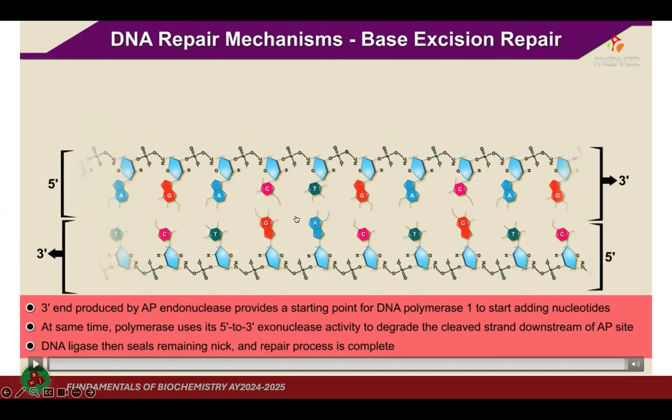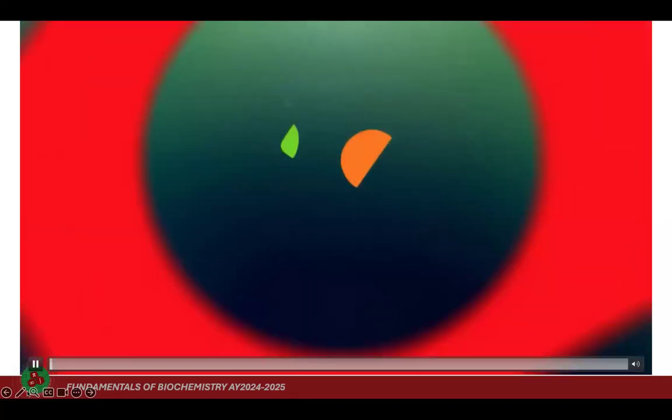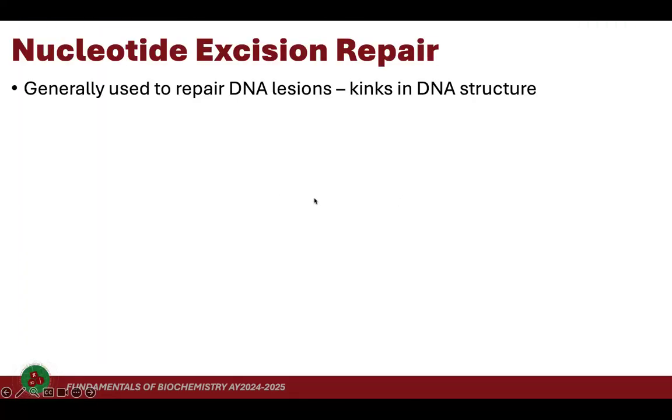So that is how base excision repair takes place. Okay, so the video was actually enough for the discussion. The only thing you have to remember is that there is a unique enzyme that recognizes any abnormal base in your DNA. And this time, the correction is performed by DNA polymerase 1 instead of DNA polymerase 3.